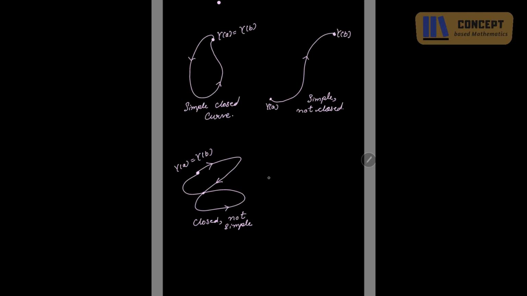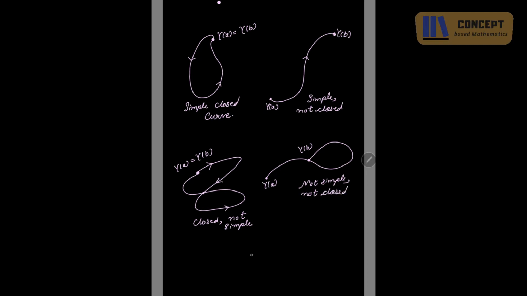Now the example, if I make like this. Alright, this is my gamma b and this is the initial point. Now what about this curve? Is it closed? No, it is not closed because gamma a and gamma b do not meet each other, or they are not the same. So it is not closed. Is it simple? It is also not simple because this curve intersects itself. So this is not simple. Also, it is not closed.